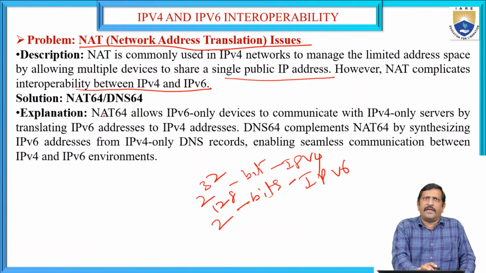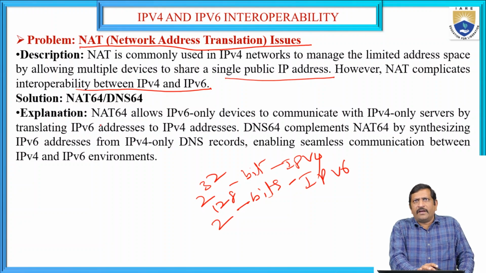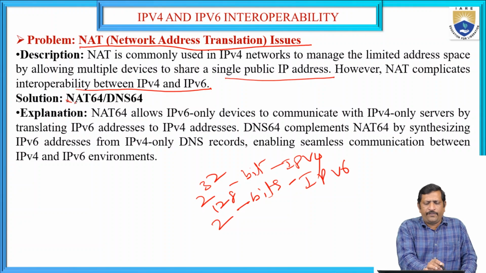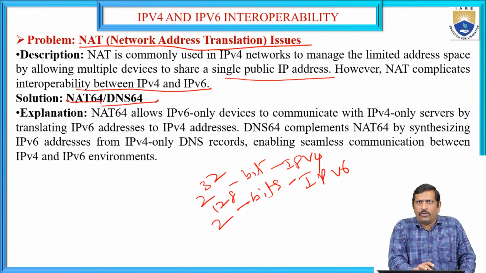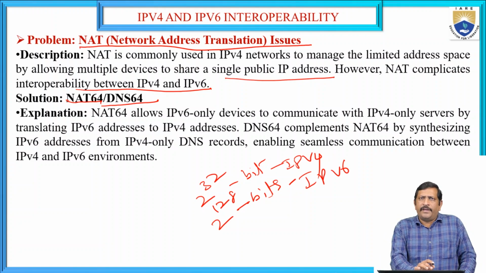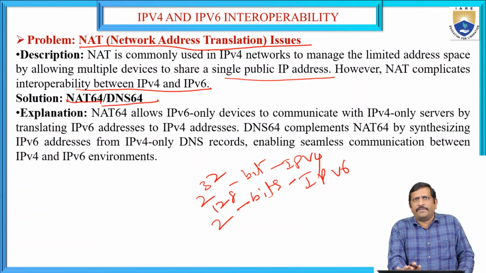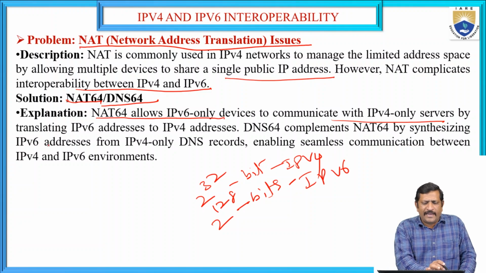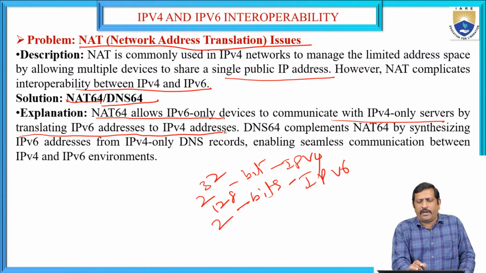The solution for that is to use network address translation 64, NAT64, and domain name service 64, DNS64. These are system services. If we utilize these system services, we can overcome the issues in address translation. NAT64 allows IPv6-only devices to communicate with an IPv4 server by translating the IPv6 address to an IPv4 address.